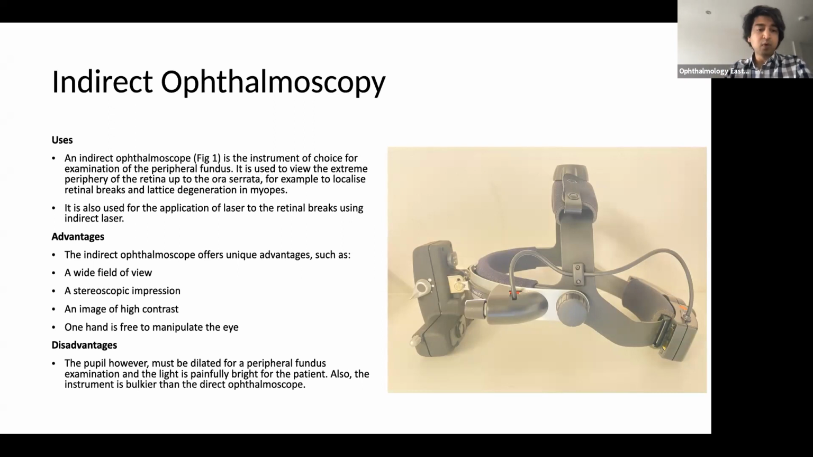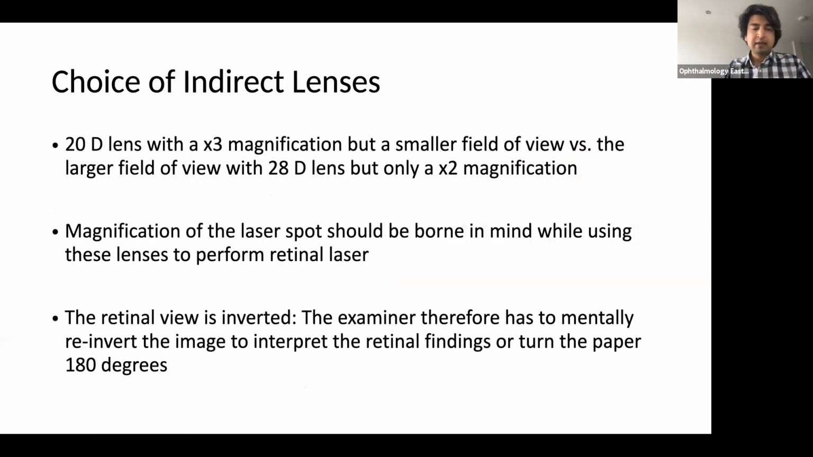It gives you a very wide field of view. It is in 3D as well, and you have one hand free to manipulate the eye. But usually to get right to the periphery, the pupil has to be dilated. Once again, the lower the number, the bigger the magnification. So 20 diopter gives you a 3-times magnification, but less of a field of view, and a 28 gives you 2 times, but more of a field of view. And so it's worthwhile knowing these figures.